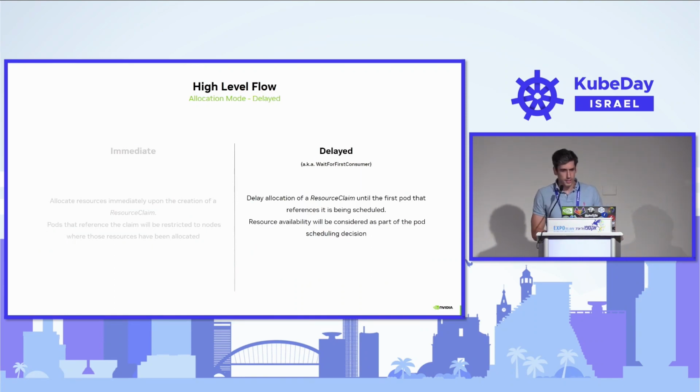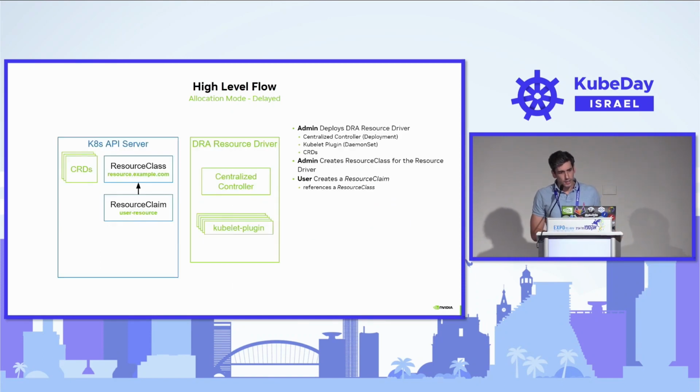Now we'll sort of complete the picture for the delayed allocation. The initial flow is essentially the same, right? The admin will deploy whatever is needed. The user will create the resource claim. At that point, one thing to note is that the centralized controller does not kick in. Again, it's wait for first consumer. It will not kick in. The user will create a pod referencing the resource claim.